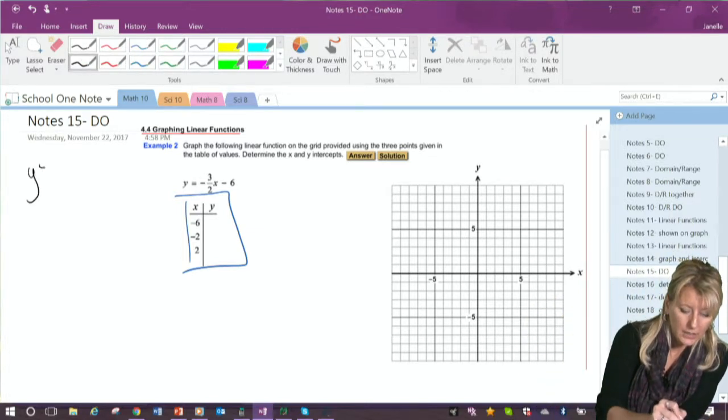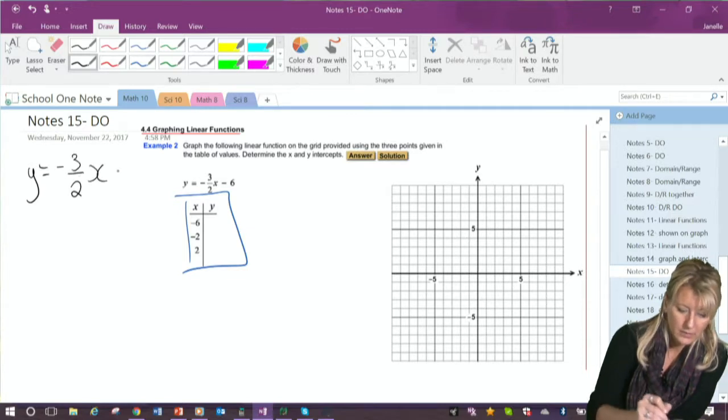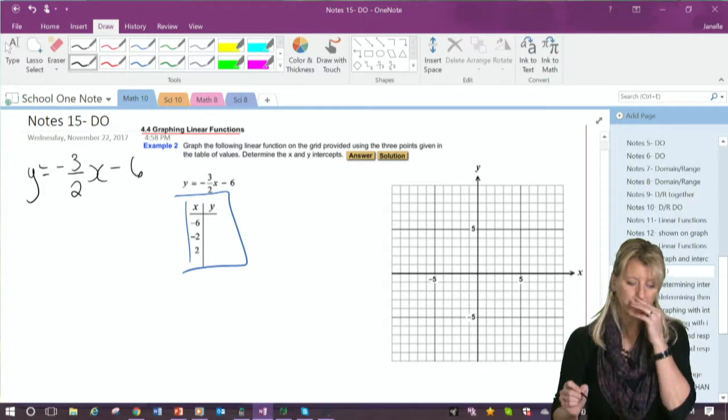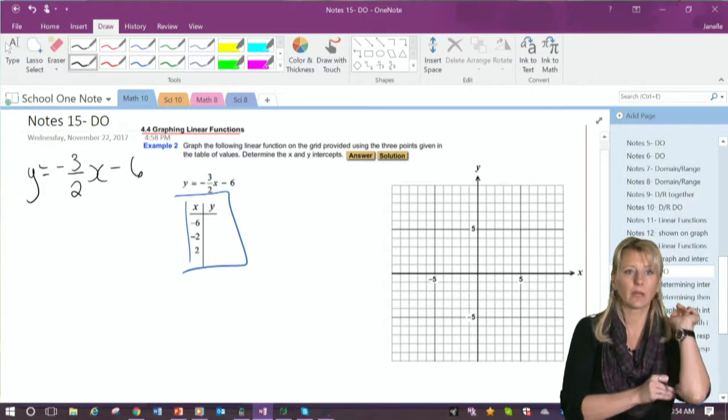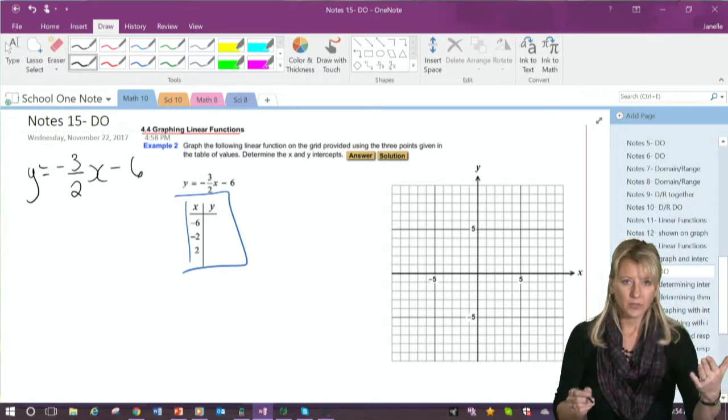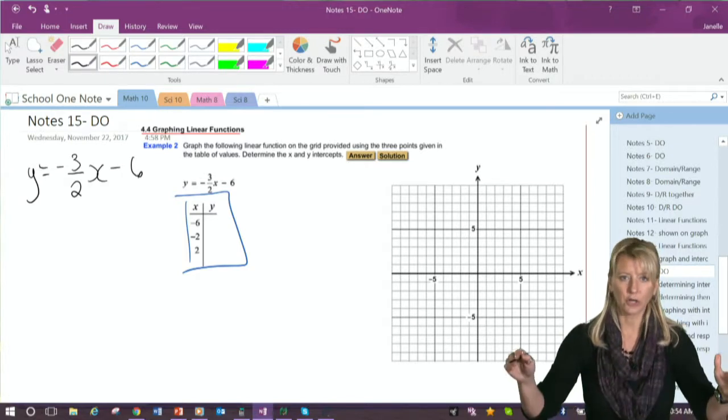So I have y equals -3 over 2x minus 6. So that's our equation. So like I said, you can randomly pick whatever numbers you want to pick, input them, find the output, draw your line.